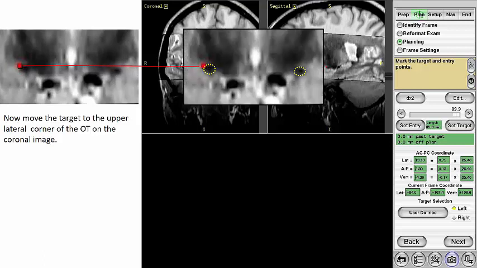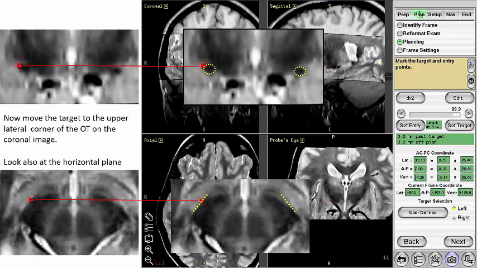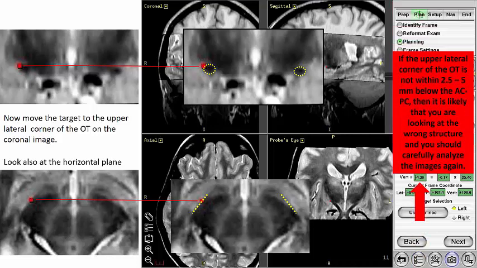And here encircled in yellow is what I interpret as the optic tract. We then look also at the horizontal plane. And this is what I interpret as the lateral border of the optic tract in the horizontal plane. If the upper lateral corner of the optic tract is not within 2.5 to 5 mm below the ACPC plane, then it is likely that you are looking at the wrong structure and you should carefully analyze the images again.